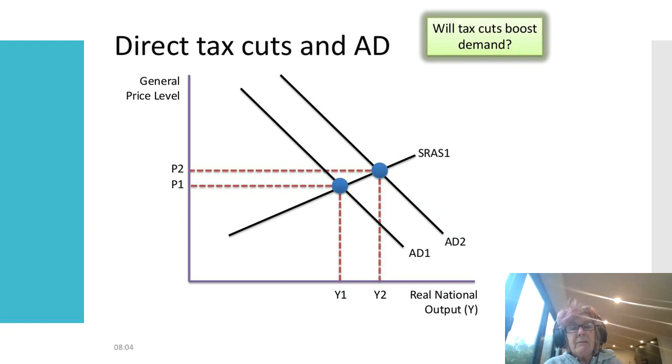So if there is a direct tax, and by direct tax we mean income tax or corporation tax, if there's a direct cut in those taxes, it's likely that consumer spending will increase when income tax falls. It's likely that business investment spending will increase if corporation tax falls. So both of those changes are likely to have the effect of shifting the aggregate demand curve to the right, and you can see clearly in this diagram how that increases national output, but also how it increases the price level.